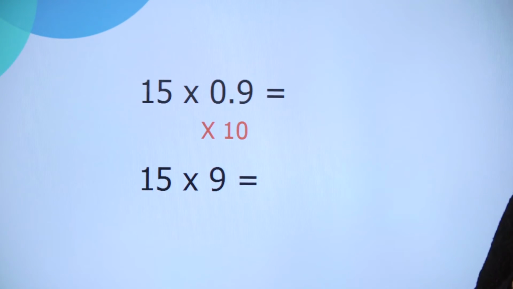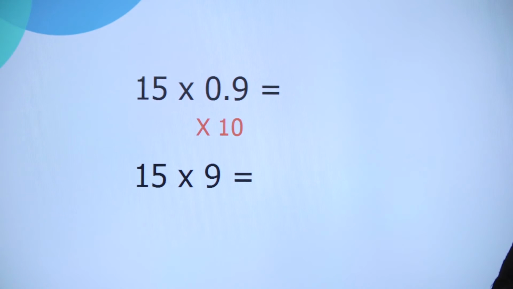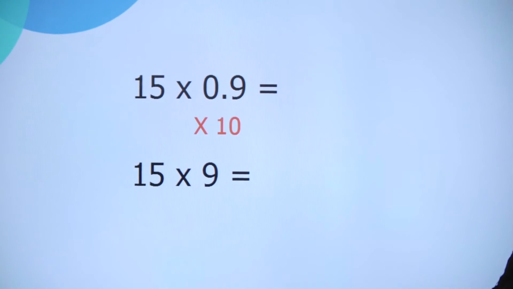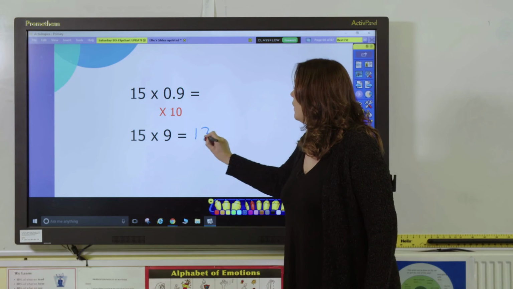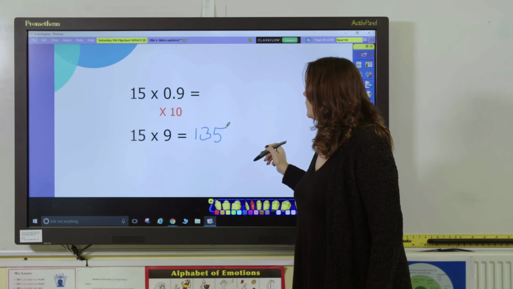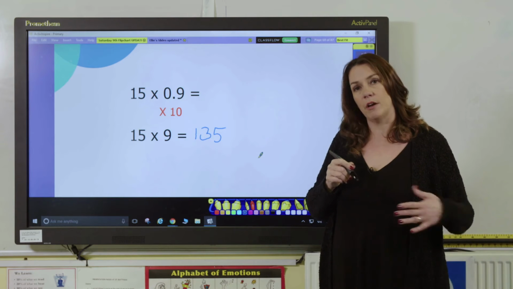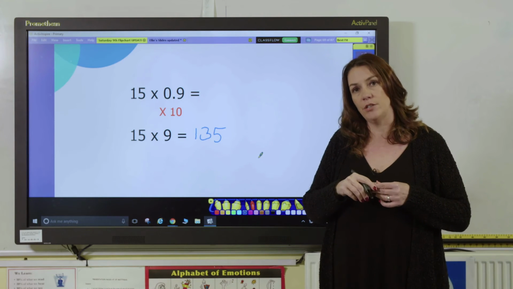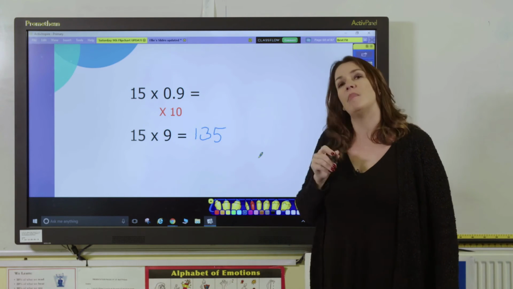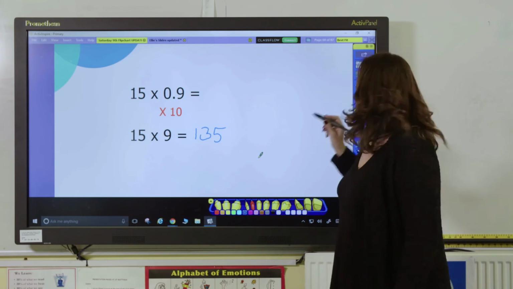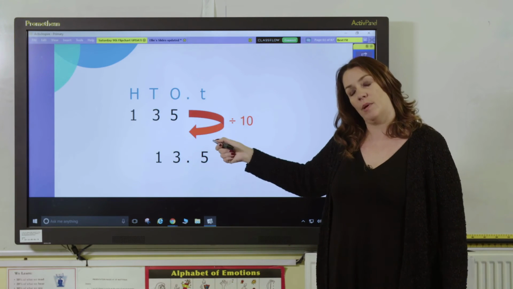You can use partitioning to solve this, so you could do 10 times 9 is 90 and 5 times 9 is 45. Adding them together will give you an answer of 135. Now, with all compensation, you must remember to go back and adjust your answer in light of the changes you've made. Previously, we multiplied our 0.9 by 10. So now we must make sure that we go back and do the opposite and divide the answer by 10.